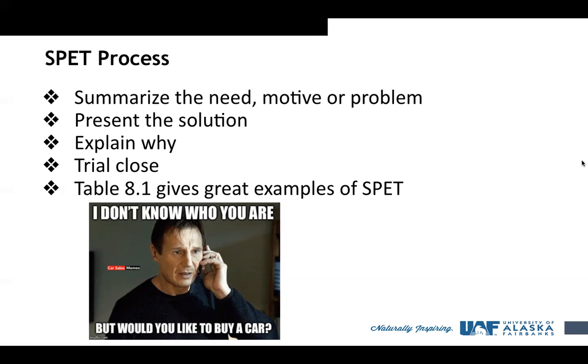The next step is to present the solution. It looks something like this: it sounds like what you're saying is such and such. Therefore, because of this, I'd like to provide you with this opportunity, which will fulfill this need, this motive, or this problem. And then you're going to explain why. So you're summarizing, and you're presenting the solution that you have come up with. For example, I hear that you really would like to go to more weekend games, so we're going to offer you this package of weekend tickets. And then you're going to explain why this is the situation.